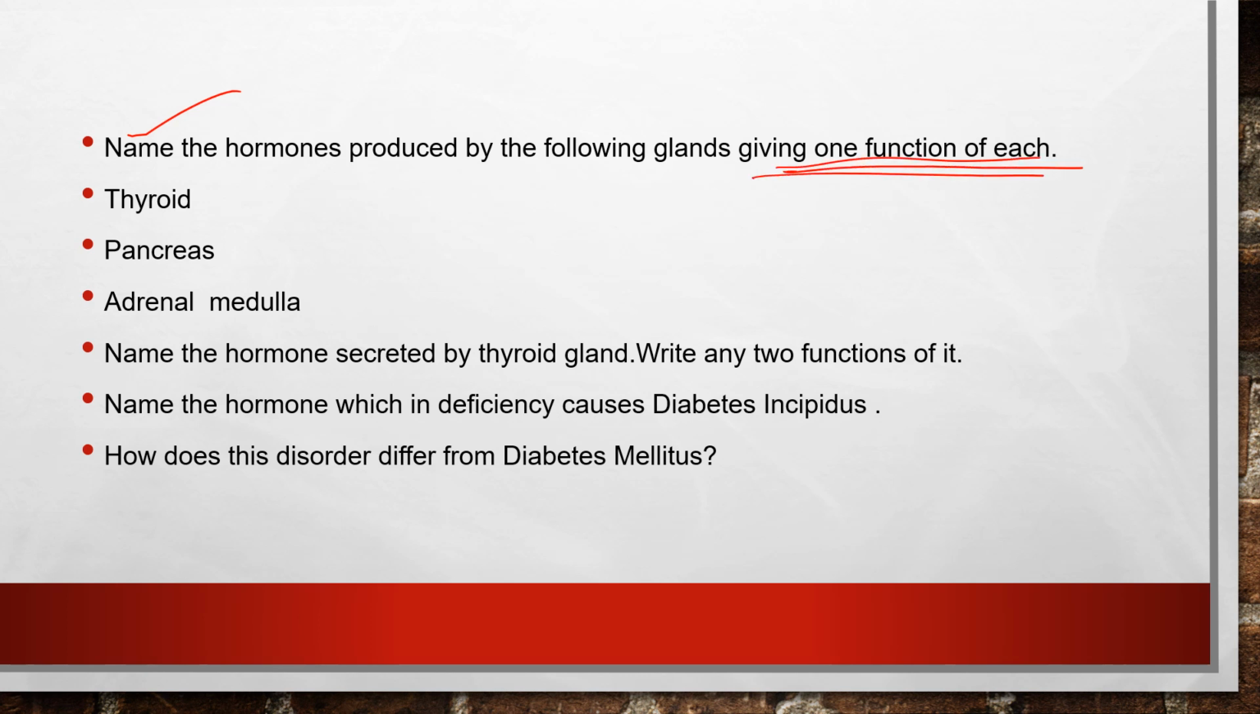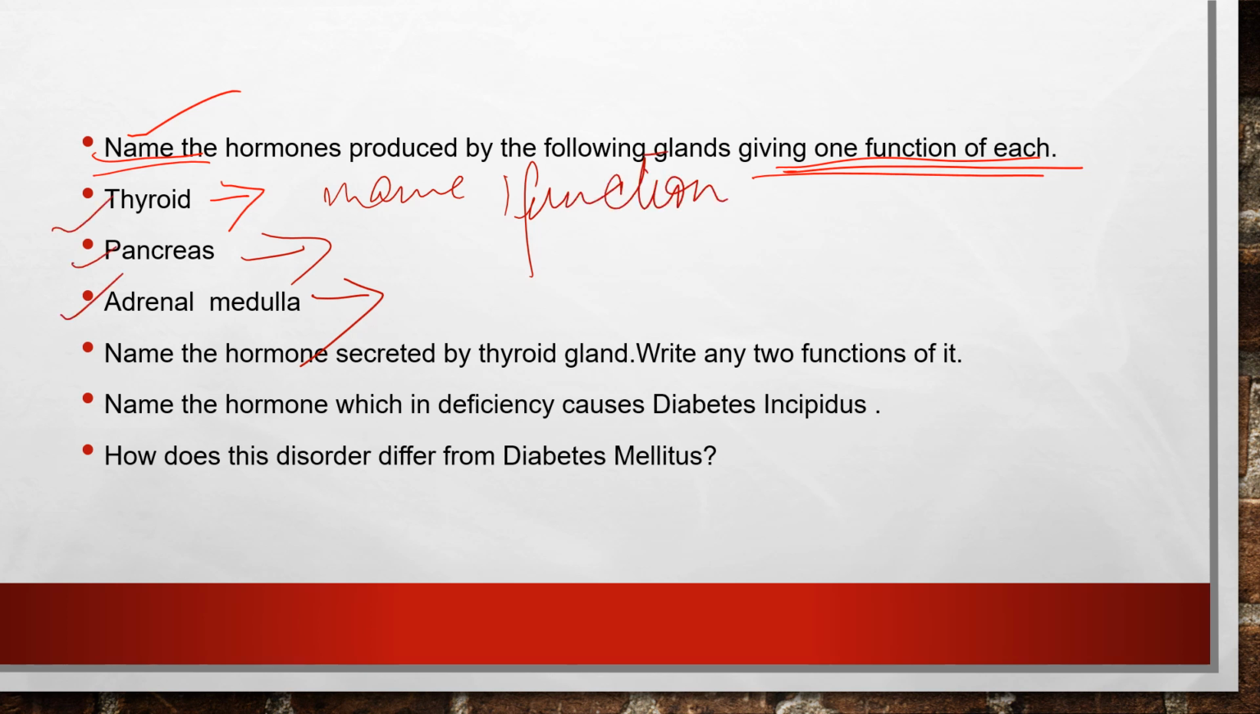Read the question properly. So they have told you to name the hormone, that is hormone secreted from thyroid gland and its function. Pancreas, hormone secreted from the pancreas and its function. Hormone secreted from adrenal gland and its function. So name of the hormone and function. Okay, is it clear? So you are supposed to write it like that, name and function. So write it, practice it.